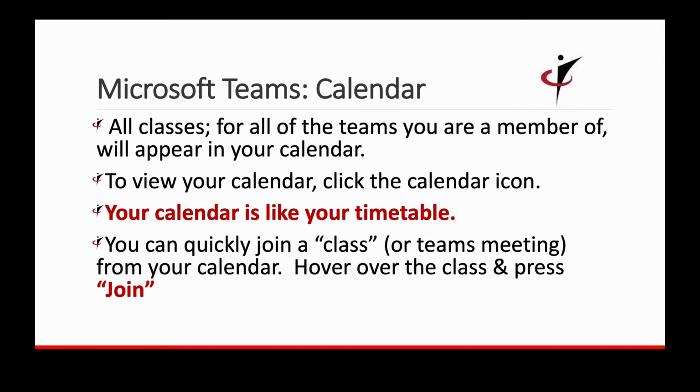To view the calendar, you click on the calendar. Any class that you're a member of is going to appear in that calendar, and you can quickly join a class, which is basically a Teams meeting, from the calendar. You just hover over the class and press join. Remember, you can only join the meetings at the appropriate times. So if you have a 10 o'clock class, you need to be in Teams, in your calendar at 10 o'clock, ready to join the meeting.